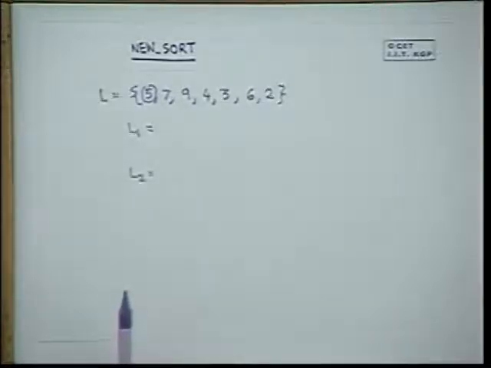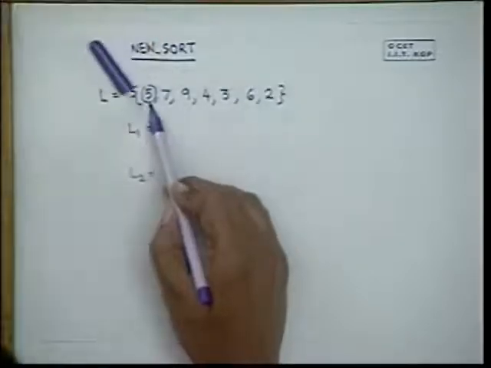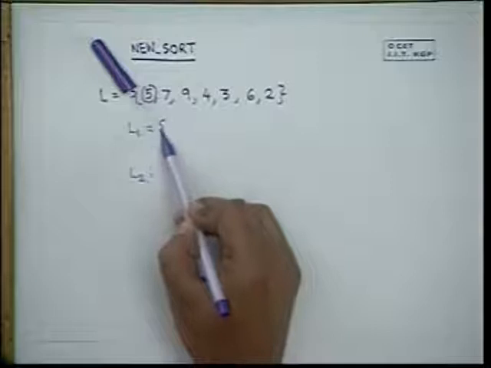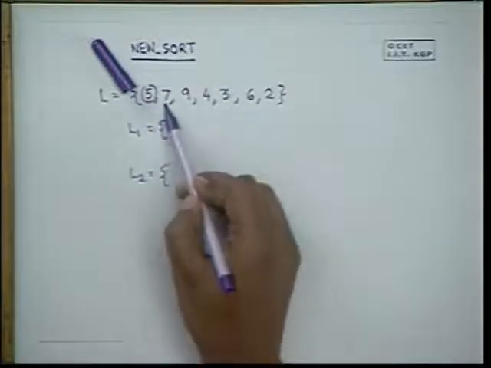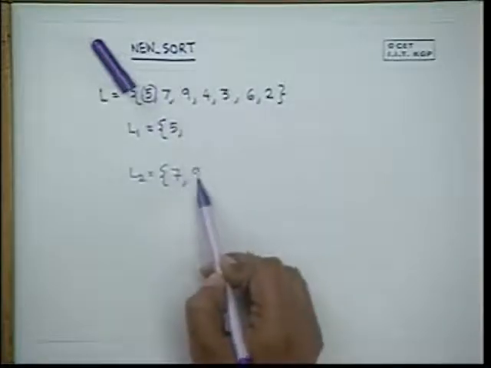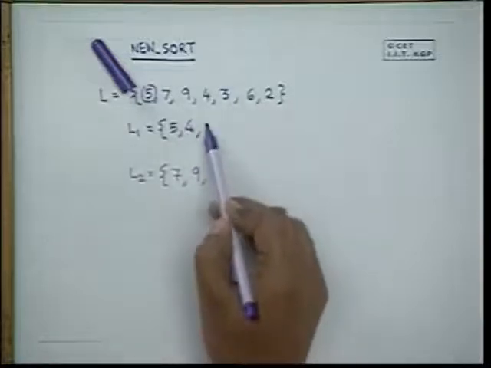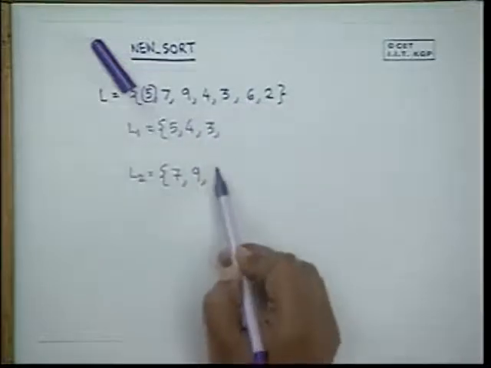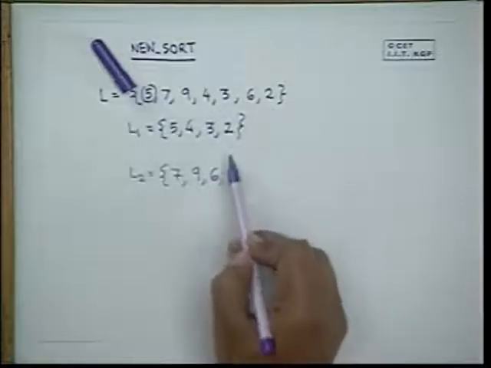Okay? So you start scanning from this one. 5 is less than or equal to 5, so 5 goes here. Next 7 goes here. Next 9 goes here. Next 4 goes here. Next 3 goes here. Next 6 goes here. Next 2 goes here. You have reached the end.